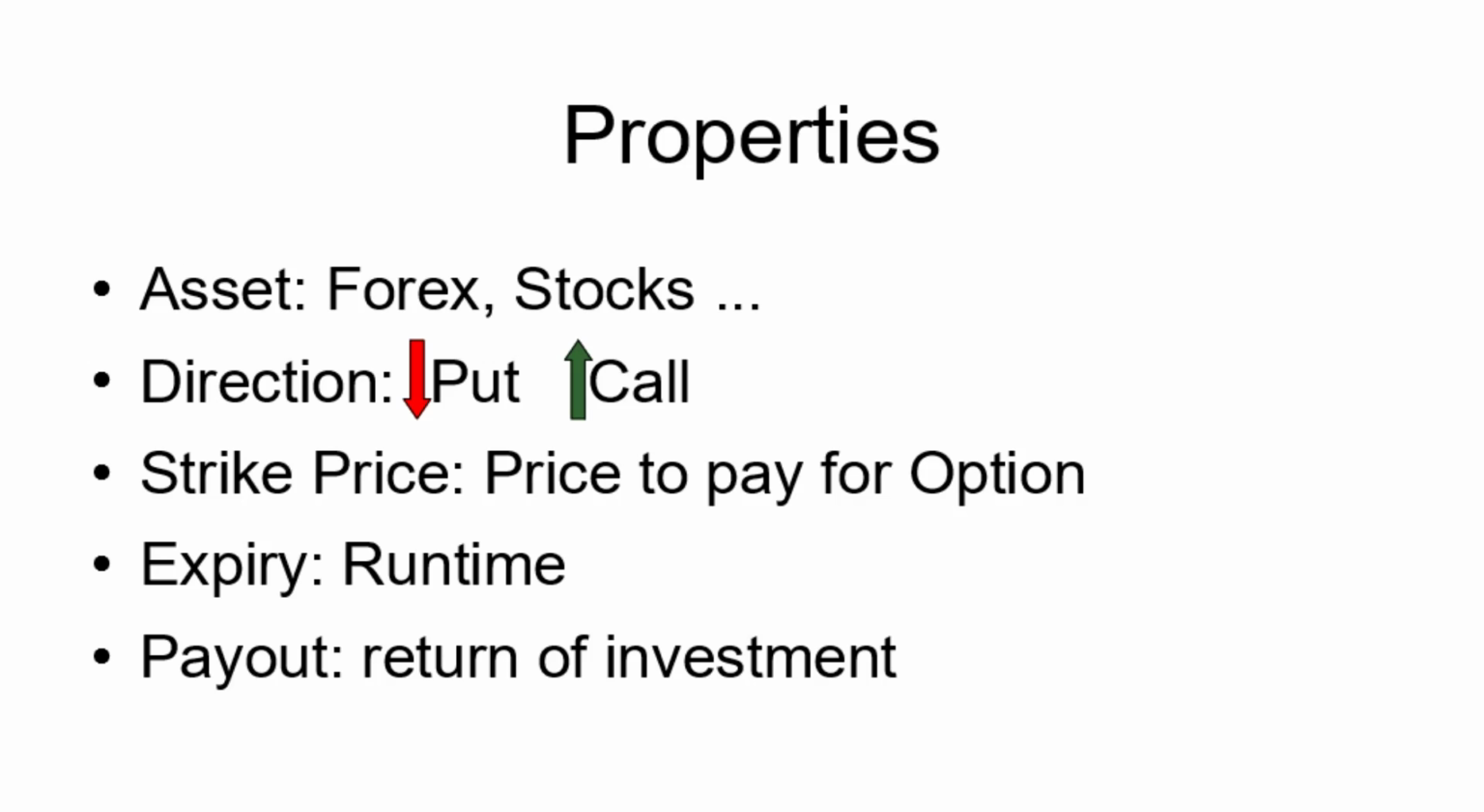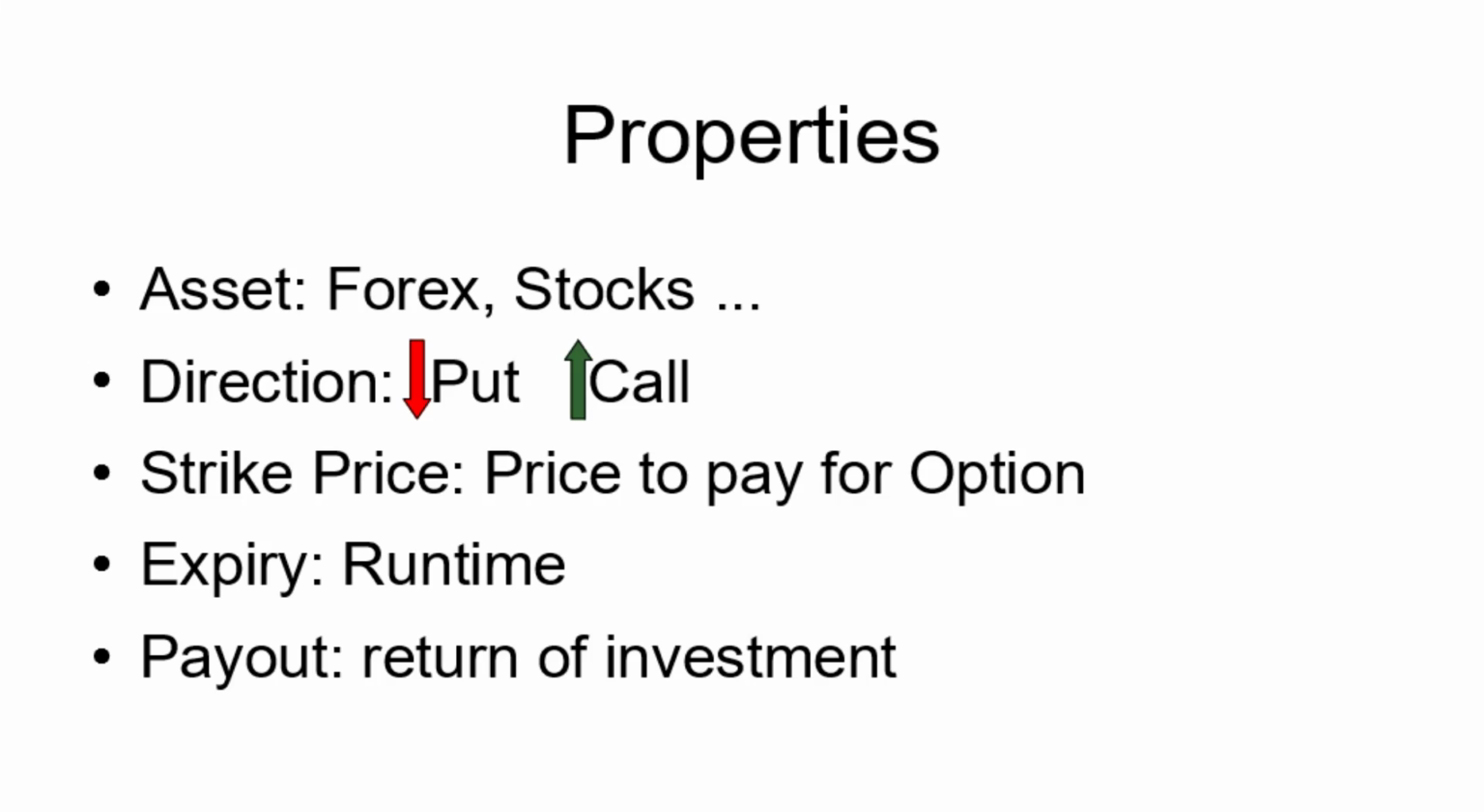The next thing a binary option has is the so-called strike price. This is the price at which you buy your binary option. I will show an example soon. The next thing is the expiry, the runtime, meaning how long this binary option is running, and after that timeout, it is determined if you won or lost the trade. And the last one is the payout, meaning how much you get for your investment.